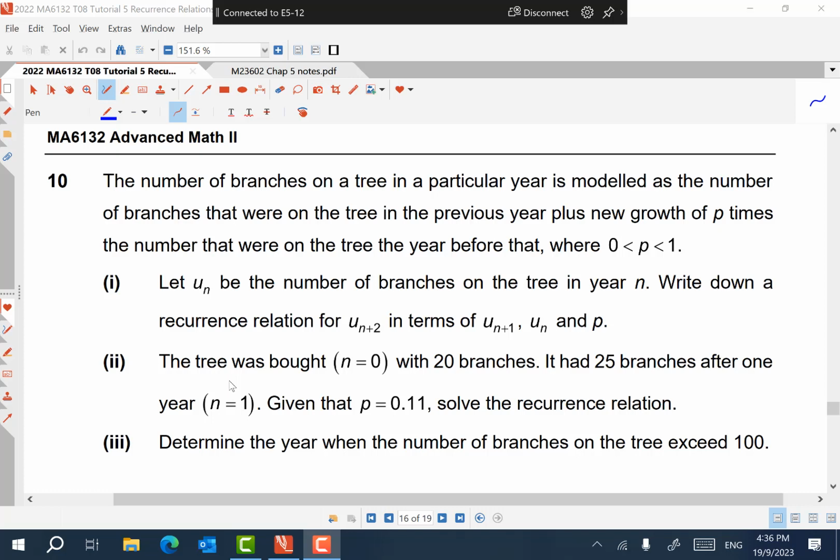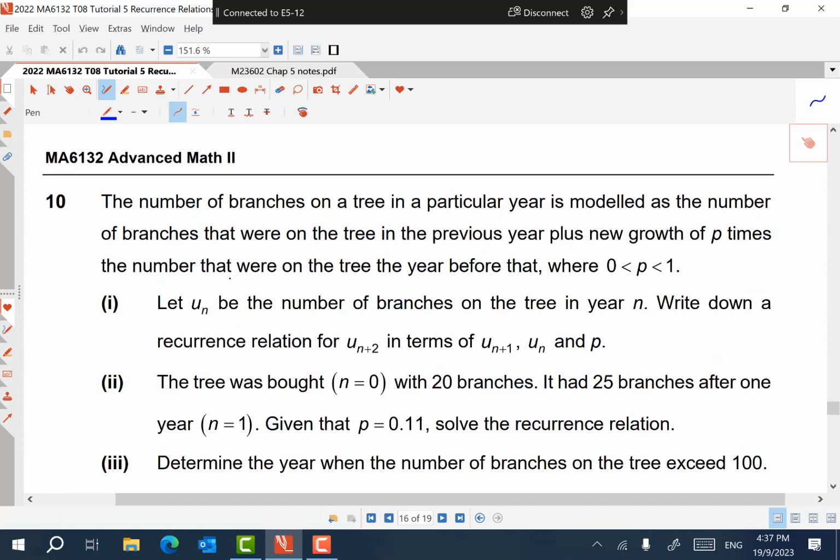So in question number 10, it tells you a storyline, no? That the number of branches is equal to the branches you had the year before, plus P times the number of branches you had the year before last. Okay, so based on the storyline, you want to first and foremost bravely write down the recurrence relation for number 10.